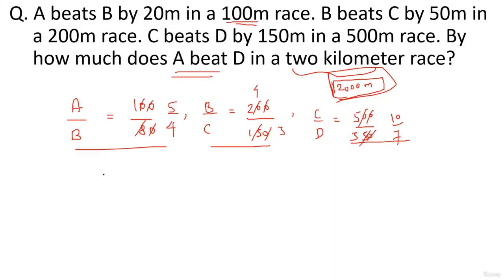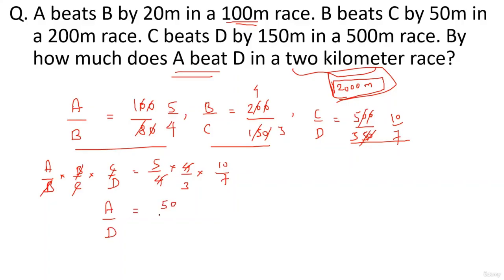We multiply all of them. So the left-hand sides will get multiplied, and so will be the right-hand sides. Right? 5/4, 4/3, 10/7. You can cancel out B, you can cancel out C, you can cancel out 4. Ultimately, you will land up with A by D will be equal to 50/21. Okay. So now here in this case, you can observe that the ratio of A and D has become 50/21.